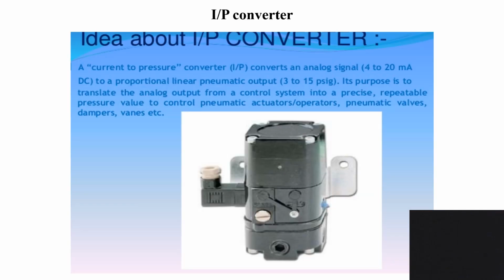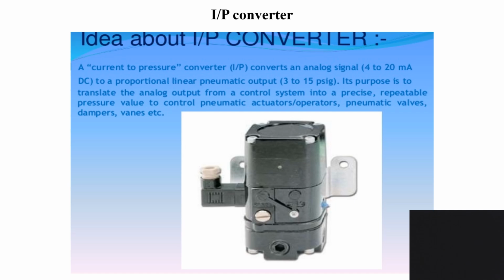Coming to the first topic, the current to pressure converter. We always need to convert the current signal to a pressure signal, because the controller gives a current signal, and that current signal is converted into a pressure signal. The standard range of current signal is 4 to 20 milliamps, which is converted to a pressure signal of 3 to 15 psi.